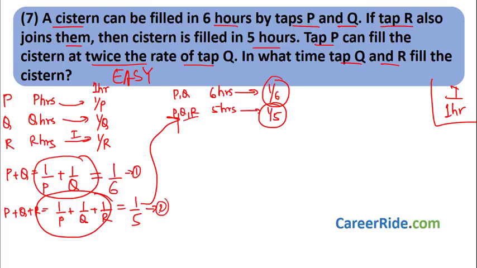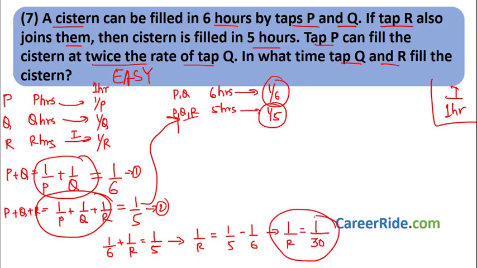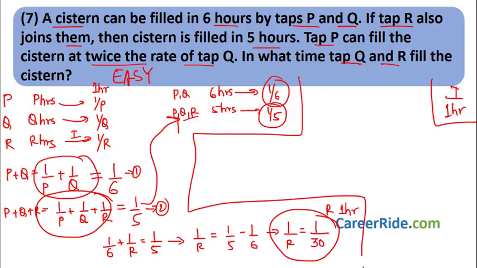Put the value of equation 1 into 2. What will we get? We will get 1 by 6 plus 1 by R equal to 1 by 5. Let's solve this. We get 1 by R equal to 1 by 5 minus 1 by 6. Therefore, 1 by R is 1 by 30. So this is the amount of work done by R in just 1 hour. Correct? Now, let us find out the work done by P and Q. Let's see, what do we need actually over here? Time taken by Q and R to fill the cistern. So we don't need P, actually we need Q and R. So let's see how to solve the remaining part of the sum.